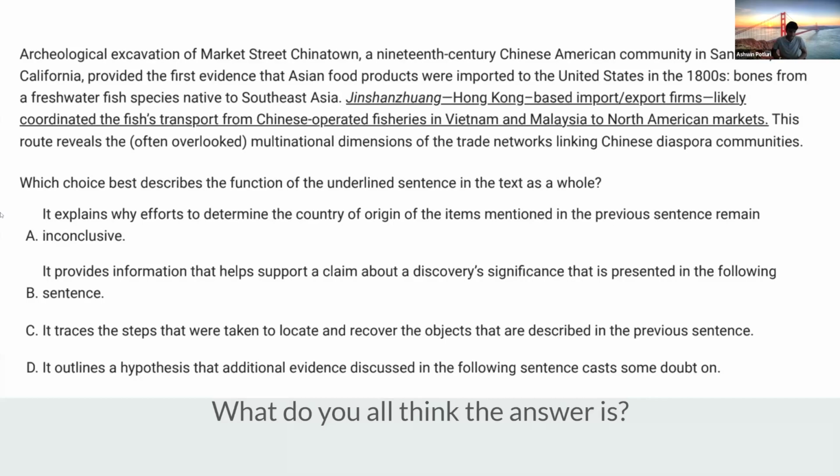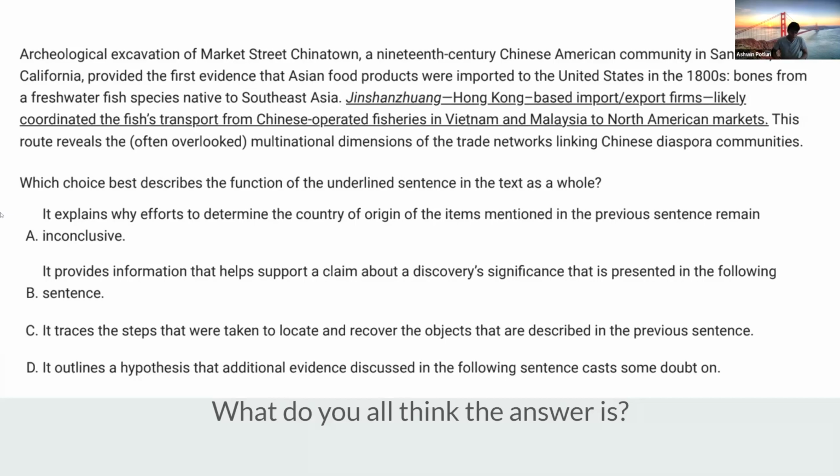It traces the steps that were taken to locate and recover the objects that are described in the previous sentence. So there were no steps taken necessarily in the sentence. It just says that a Hong Kong-based firm likely coordinated the fish's transport from those Chinese-operated fisheries to these North American markets. They don't say anything about the steps that were taken to recover or locate the fish or anything like that. They just say that the firm was probably responsible for it. So C does not make much sense. Now let's take a look at D.